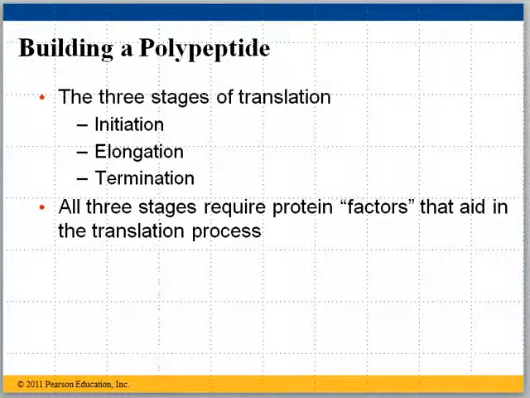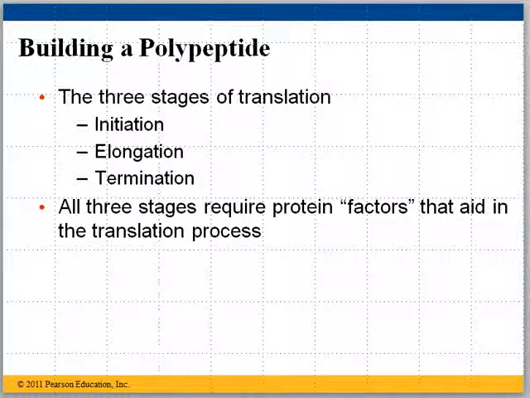Just like in the process of building that messenger RNA that we're going to send out from the nucleus, we can divide the building of the polypeptide chain into three stages of translation called initiation, elongation, and termination. So we're going to use the same terminology to describe the three steps of building a polypeptide chain as we use to describe the three steps of transcribing the DNA into messenger RNA. All three of these stages require various protein factors that help the process along and keep it going in the right direction.